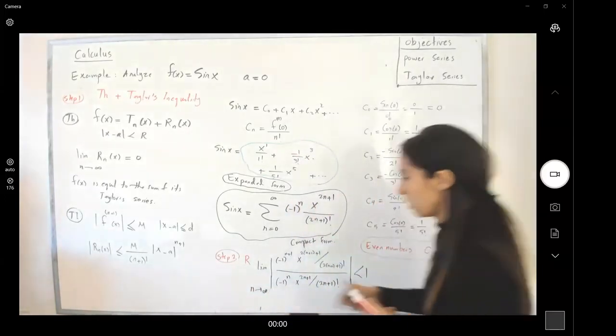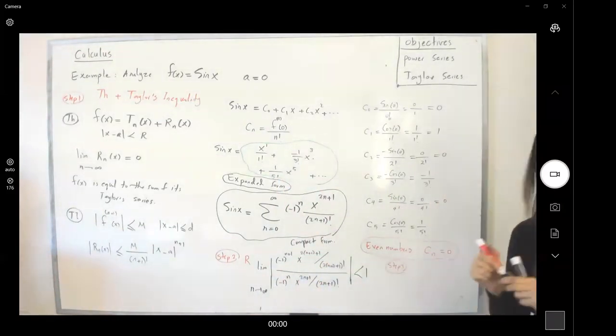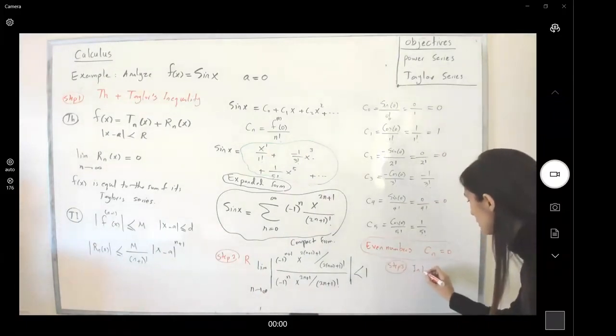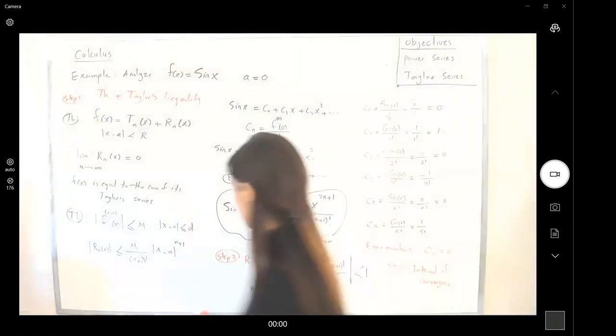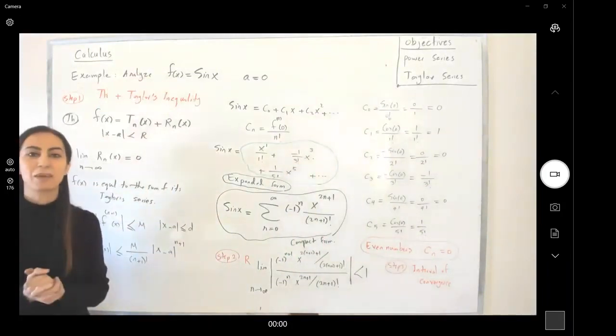And in step 3, we need to find the interval of convergence. That's how we analyze the Taylor expansion for our function.